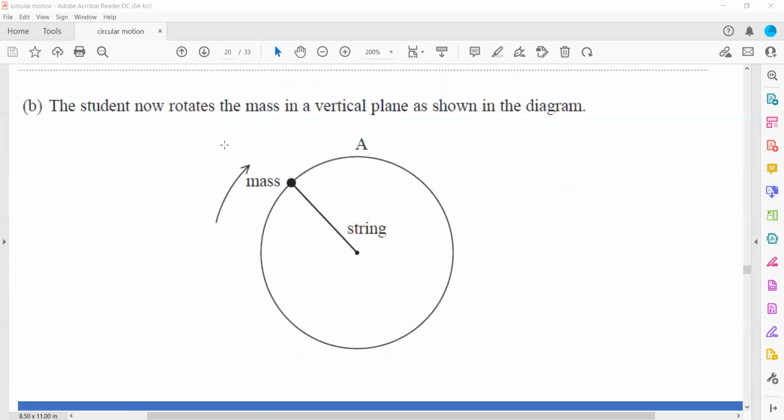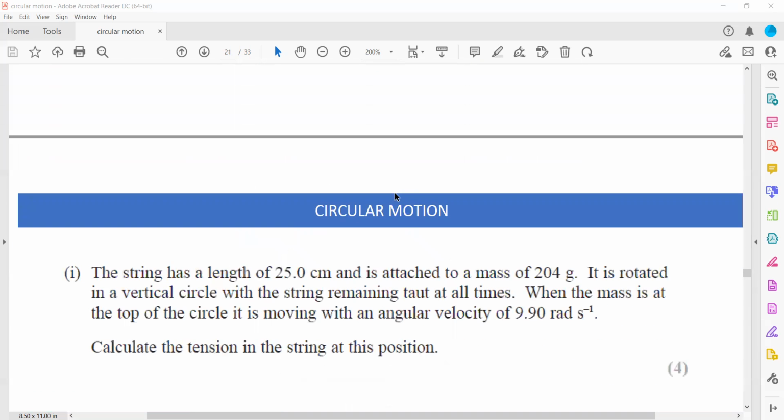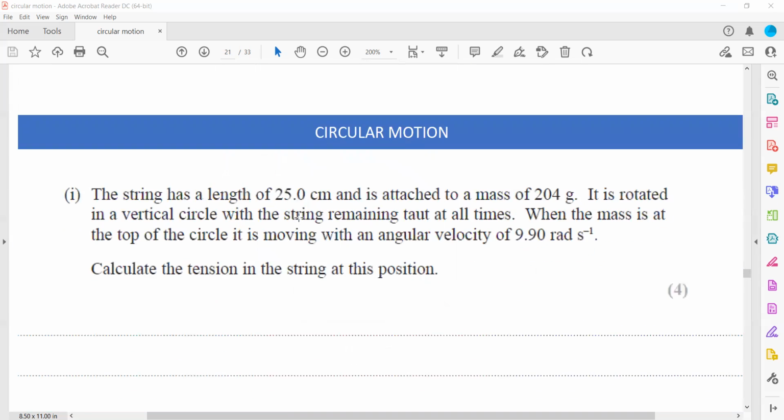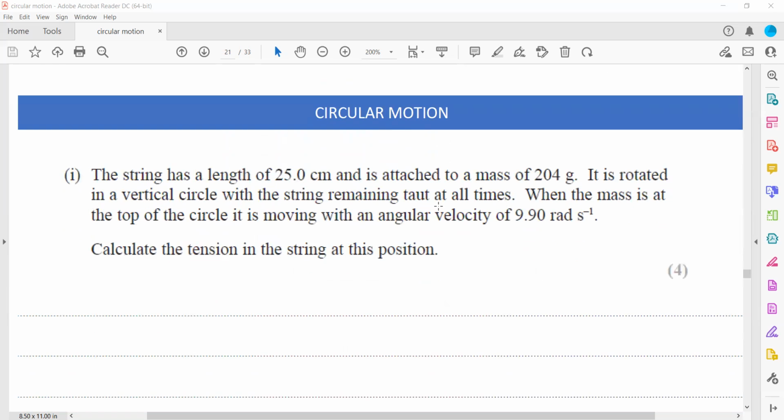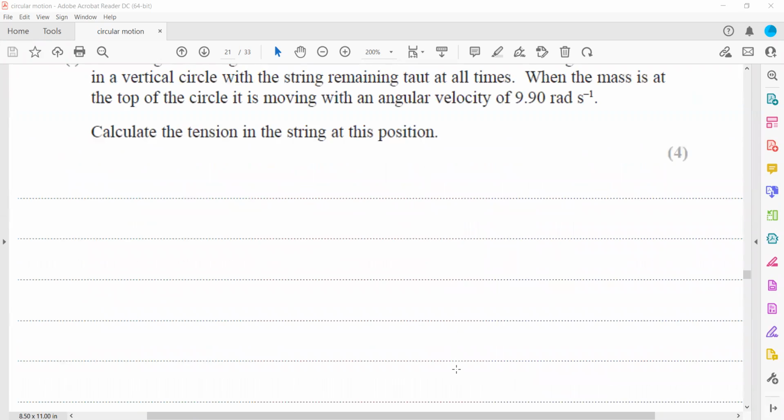The part B, the student now rotates the mass in a vertical plane. Now he's rotating in a vertical plane. As you can see, different positions are there. The string has a length of 25 centimeters and it is attached to a mass of 204 grams. It is rotated in a vertical circle with the string remaining taut at all times. When the mass is at the top of the circle, it moves. So we have to calculate the tension here.